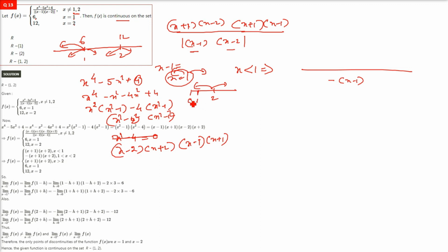So will it be positive or negative? What do you think? It has to be negative because 2 is the deciding point. You go left, it will be negative. You go right, it will be positive. And what is the numerator?